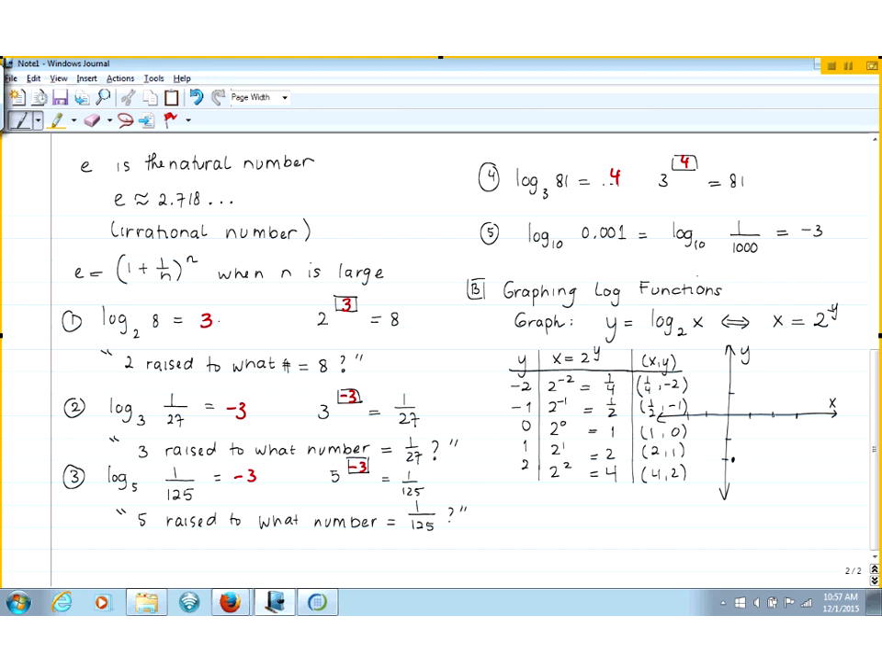1/4, -2, so it's right here. 1/2, -1 is right here. 1, 0. 2, 1. That's what I mean. So not this one. And then 4, 2. Alright, so my graph looks like this. This is y equals log base 2 of x, which is equivalent to x equals 2 to the y.